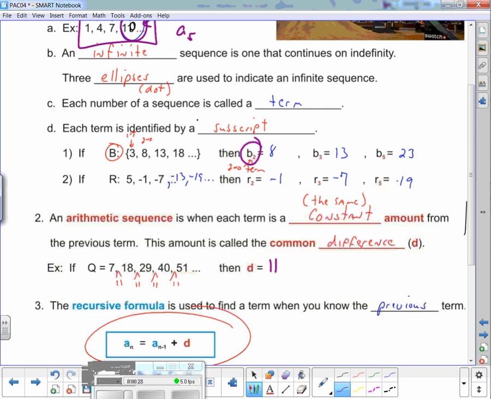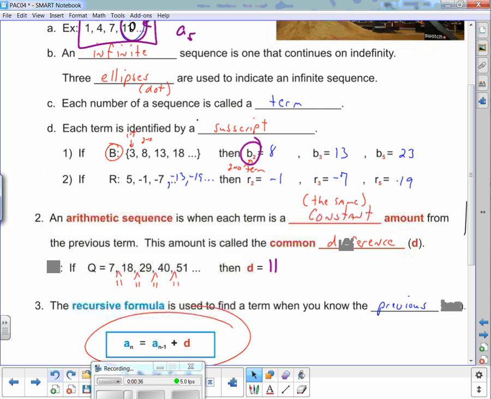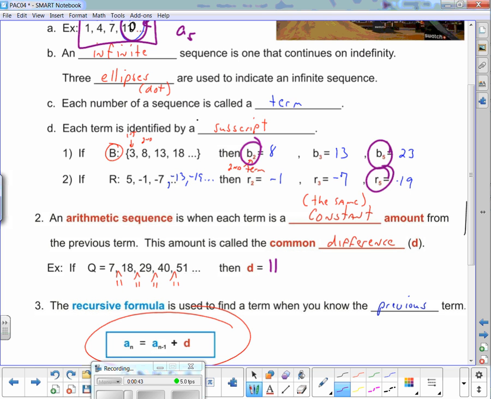B sub 2 means the second term of the B sequence. Here where we have R sub 5, it means the fifth term of the R sequence. That's really important that you know that.